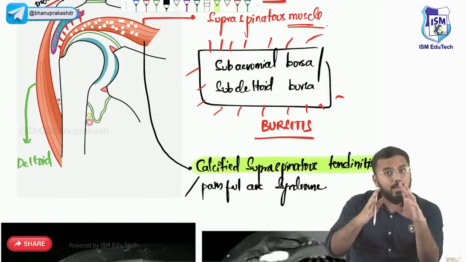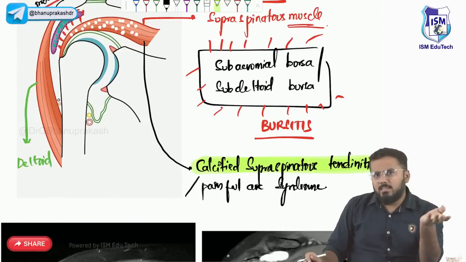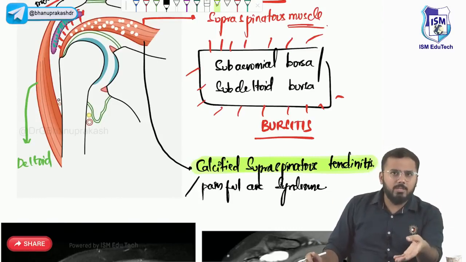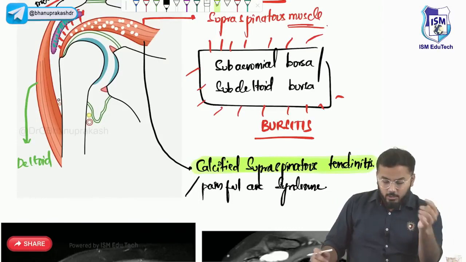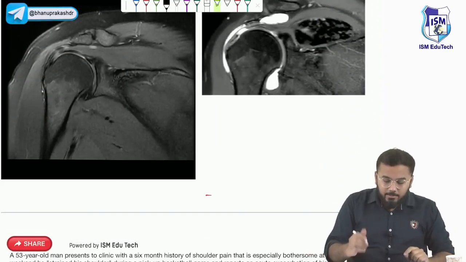In radiology FMG, they have given an MRI scan. And they have asked, what is this condition? Obviously, radiology in the sense it is equivalent to anatomy. Everything will be clinical orientation. So, look here. First thing is that you have to identify a muscle. This is an MRI scan.